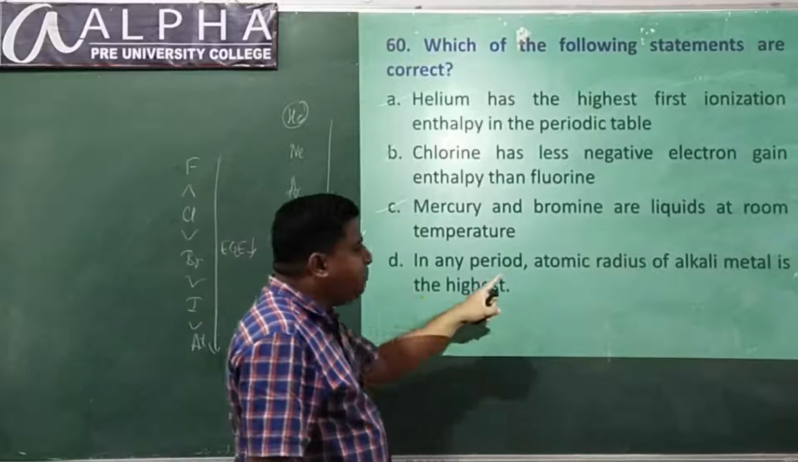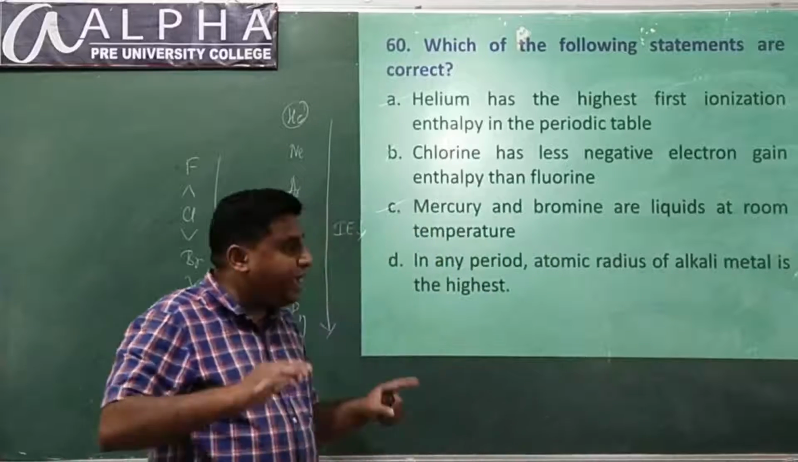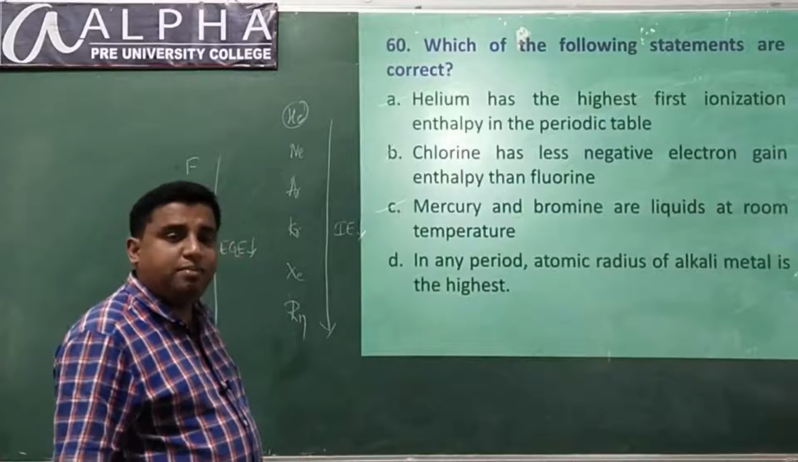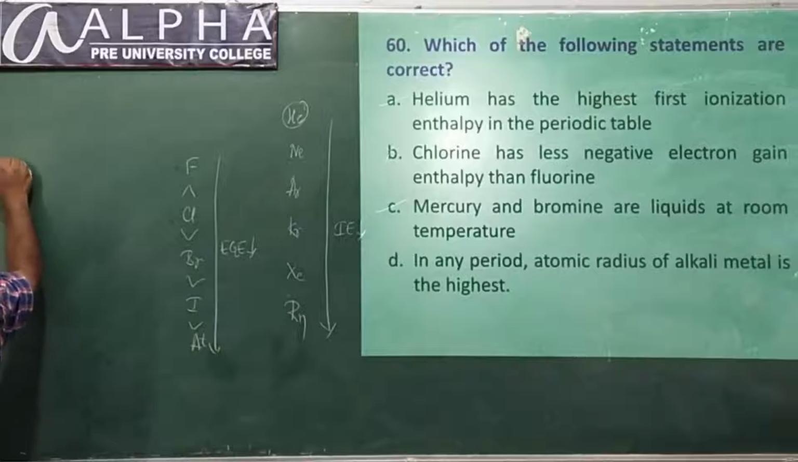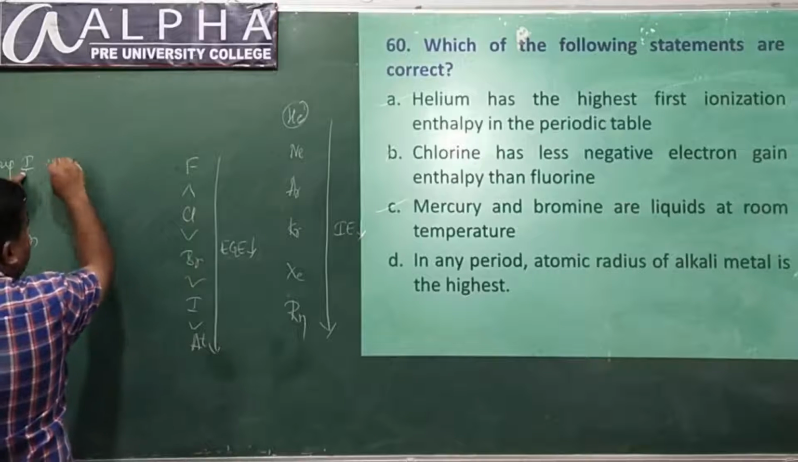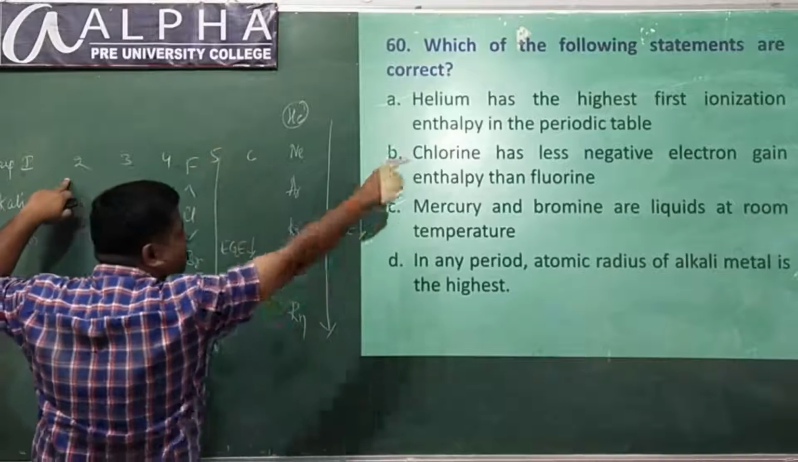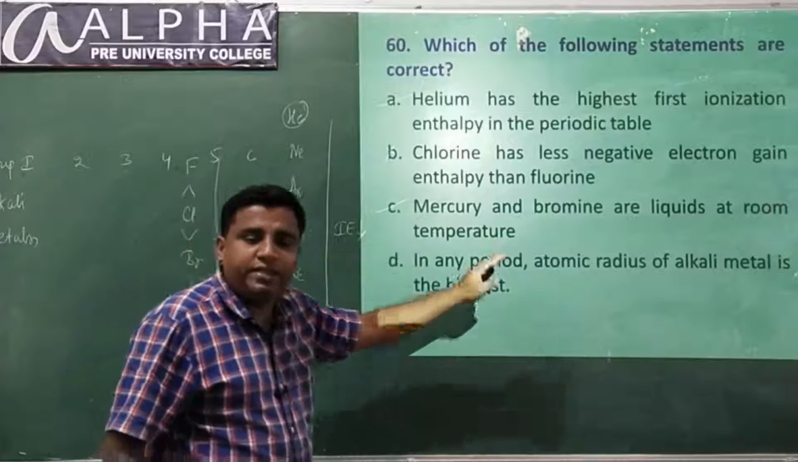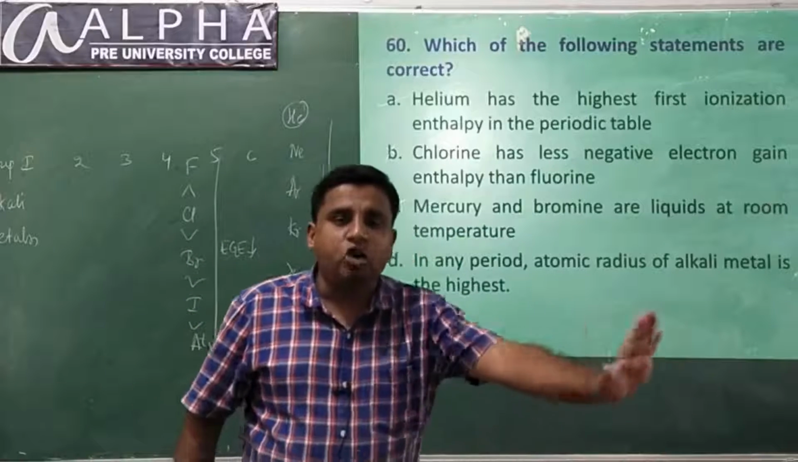In any period, atomic radii of alkali metals is highest. Alkali metals belong to group 1, isn't it? If you go from group 1 to group 2, group 3, group 4, group 5, group 6 up to group 18, what will happen to the atomic radius? Atomic radius decreases along the period.